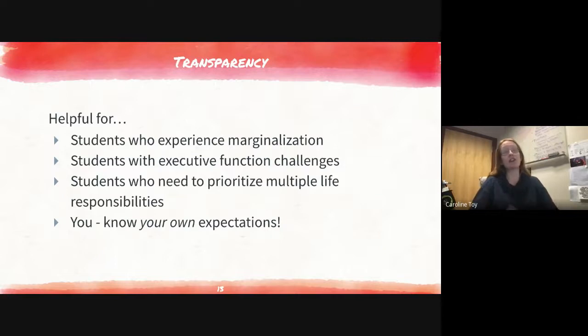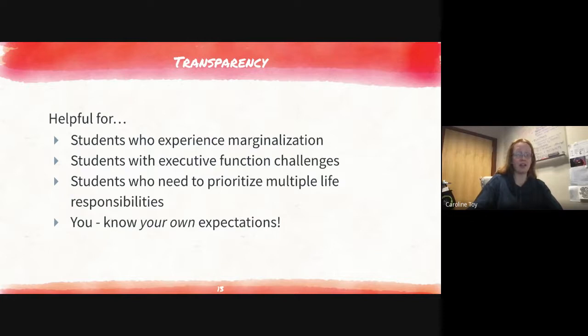And then transparency also helps us, because when we know what we're looking for, which the process of doing transparent assignment design helps us determine, then grading is faster and more equitable, and you spend less time going back and trying to figure out what you asked and whether students are interpreting your assignment reasonably, even if it's not what you expected.